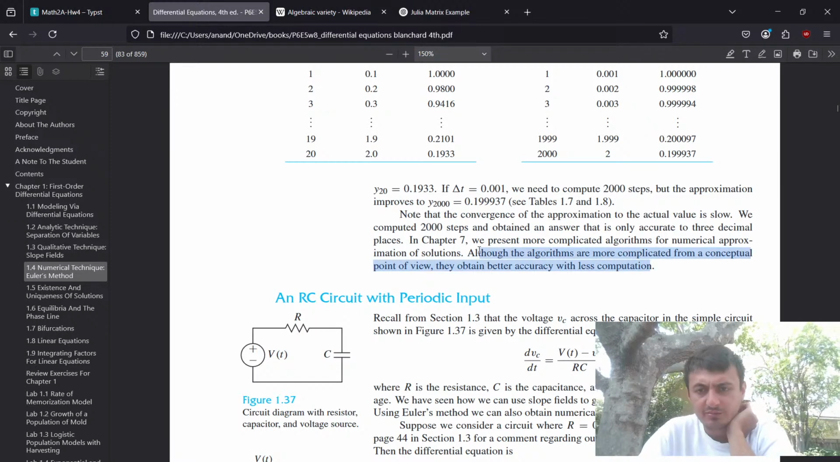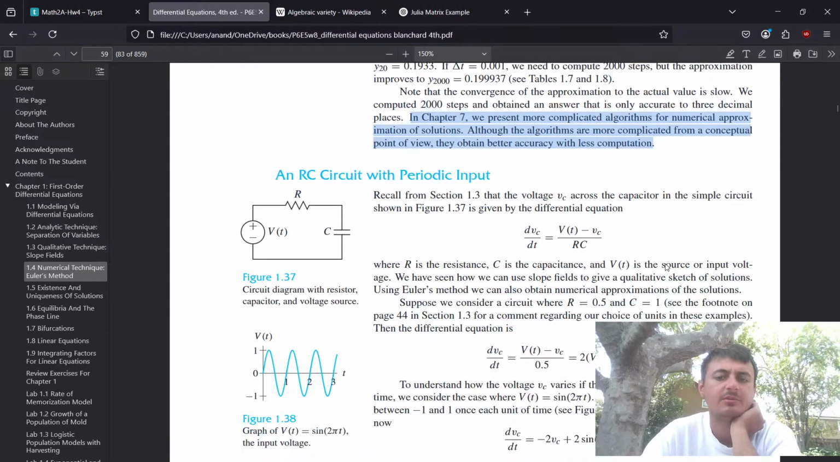In Chapter 7, we present more complicated algorithms for numerical approximation of solutions. Although the algorithms are more complicated from a conceptual point of view, they obtain better accuracy with less computation.